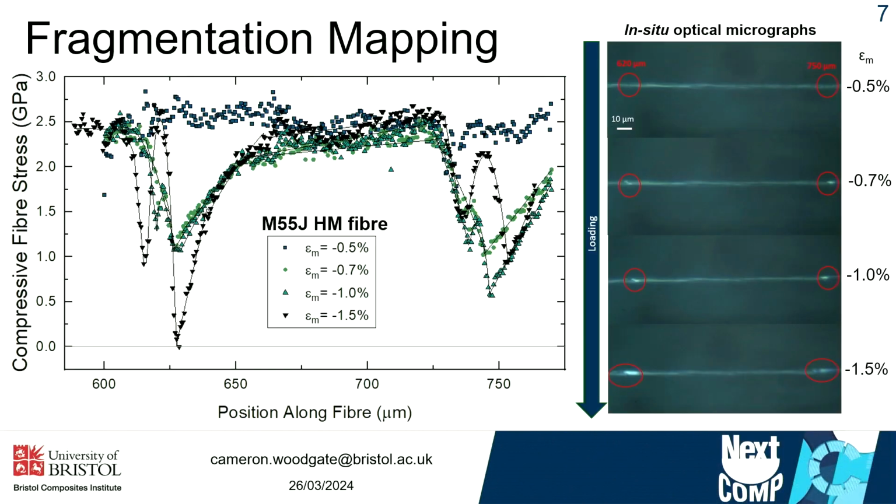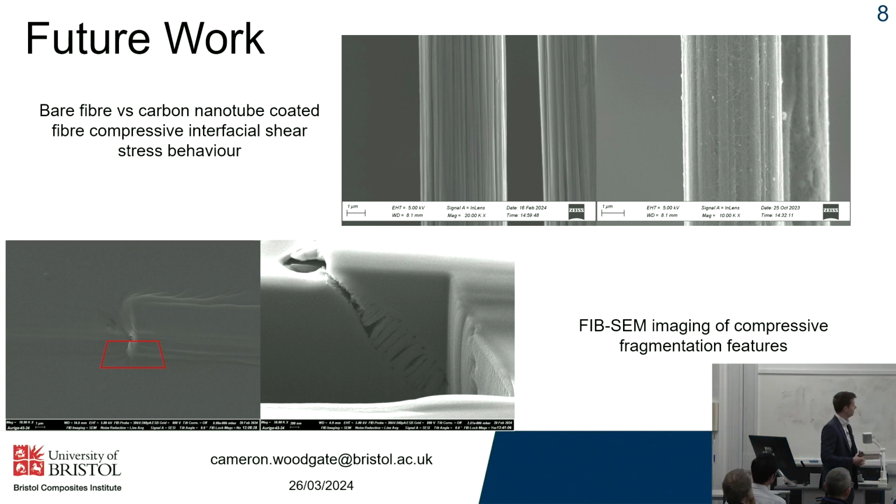Another very interesting thing we can do with this is we can look at how fragmentation occurs in high modulus fibers in compressive failure, and we can track how the fragmentation propagates from initiation to eventual compressive failure. So future work, we're going to be changing the interface of our fibers and seeing how that's behaving in compressive loading, and we also want to do a bit more micromechanics to see what's actually going on during the compressive failure of high modulus carbon fibers.